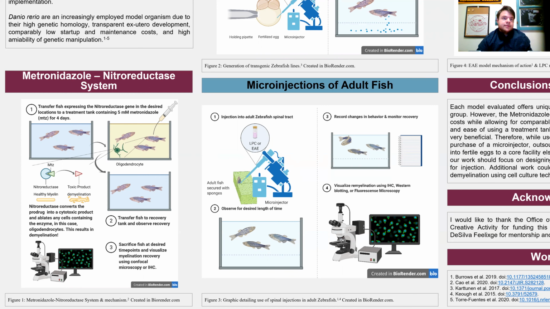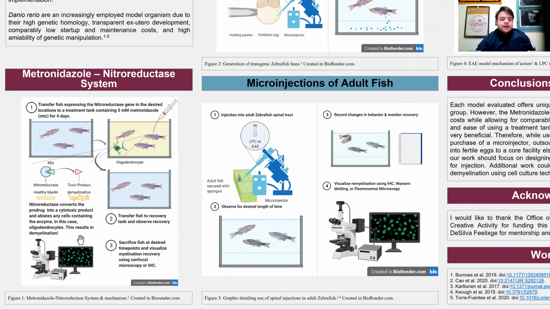because we can then dose the tank that we're treating the zebrafish in with metronidazole and just put the fish in the tank and watch them, feed them, do water changes like we would normally. But all that time they're being exposed to the drug, and then only the cells that express the nitroreductase gene will convert that non-toxic drug into a toxic product, which will result in ablation of those cells and in demyelination. So this works because nitroreductase will convert the prodrug metronidazole into a cytotoxic product and basically remove any cell containing the enzyme, in this case, oligodendrocytes, which will result in demyelination.